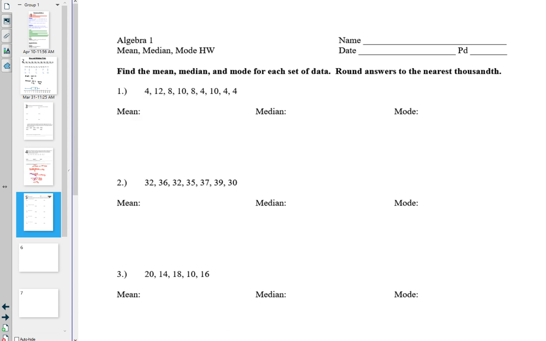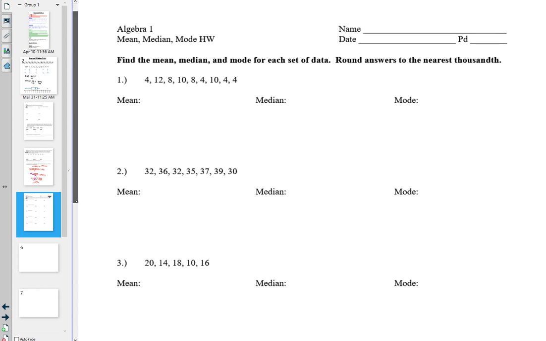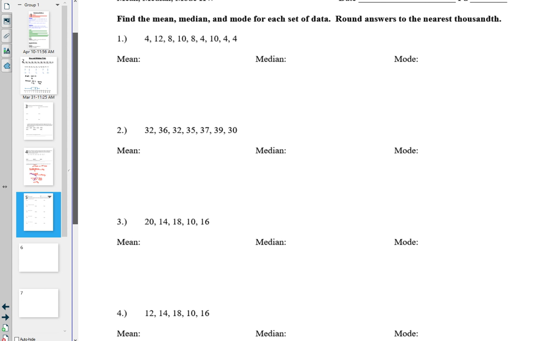Okay, so now let's go on to the next page. Find the mean, median, and mode for each set of data. So this is going to be real similar. There's not a lot of variety this week. Definitely next week there's more variety than what we cover. We have more days to cover it, but this is basically just mean, median, mode, and box and whisker. Like you have to know the quartiles and stuff.